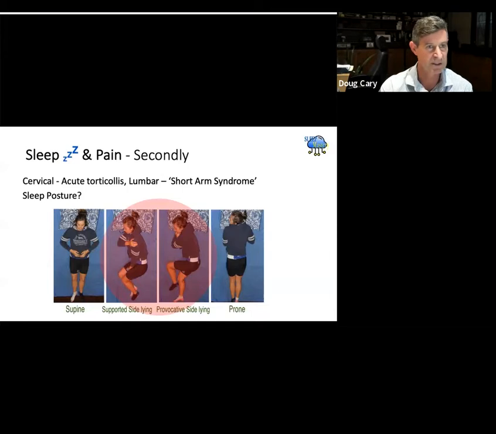And we decided to divide side lying out into two positions, one which was supportive and one which was provocative.